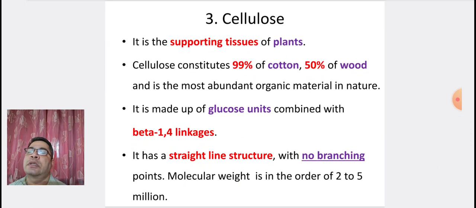Coming to the third polysaccharide, cellulose. It is a supporting tissue for plants. Cellulose constitutes 99% of cotton, 50% of wood, and is the most abundant organic material in nature. It is made up of glucose units combined with beta-1,4 linkages. It has a straight chain structure with no branching points. Its molecular weight is in the order of 2 to 5 million.